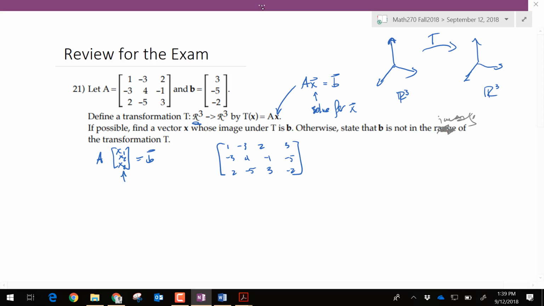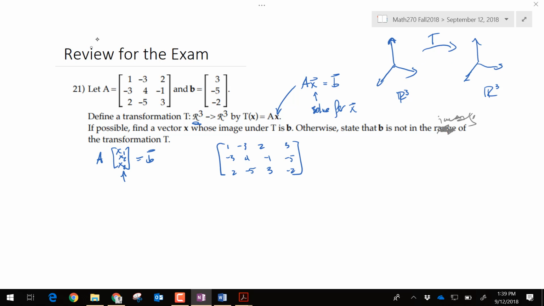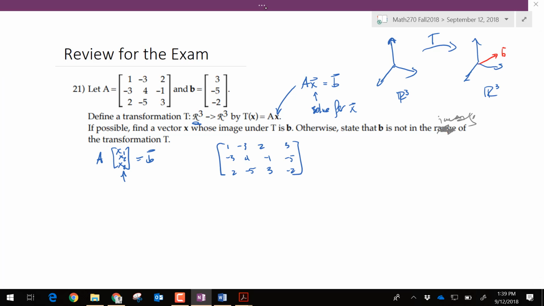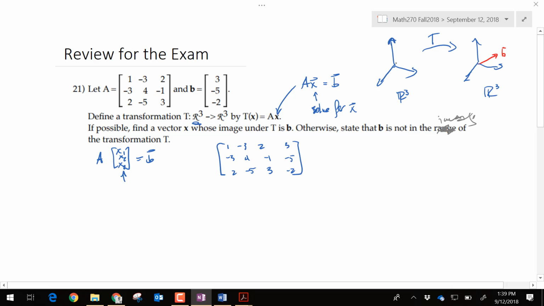Now what they did was they defined a vector B, and then they want to know if there's another vector, and we'll call it X. Is there a vector X here that takes this transformation to that vector? Is there a vector X that goes to B if it runs through this transformation?